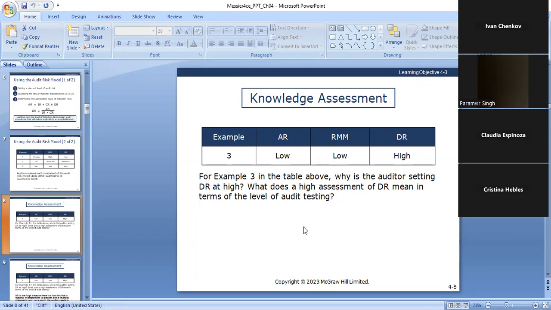So my question: what does low level of risk mean? That means the company is already doing a lot of procedures. Do you understand the idea with the risk? Yes. So risk is high, risk of misstatement is high if the company doesn't do anything.